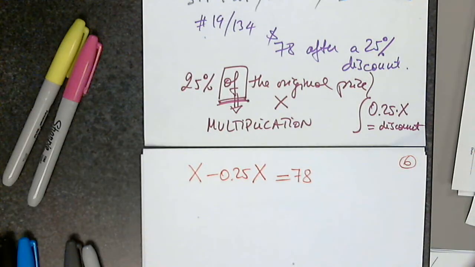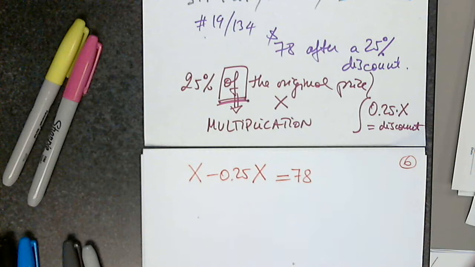I don't subtract 0.25. This is extremely important to understand. Remember, 0.25 means nothing. If I say I have 25% in my pocket, you'll say nothing. Why is it x minus 0.25x? Okay, one more time.